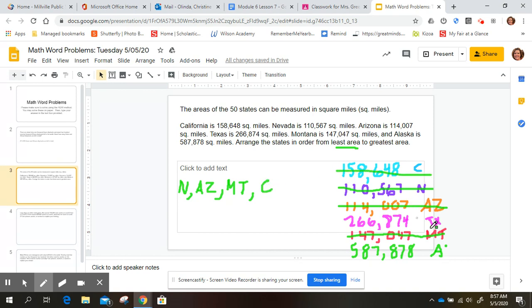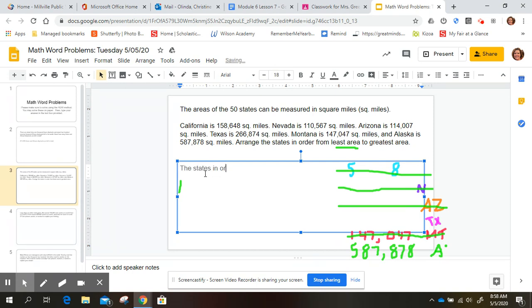And then the next two are kind of easy. Which one would be smaller, 266,000 or 587,000? And that would be Texas, because 266 is less than 580. And then my last one would be Alaska. All right, so I can type this into the box.